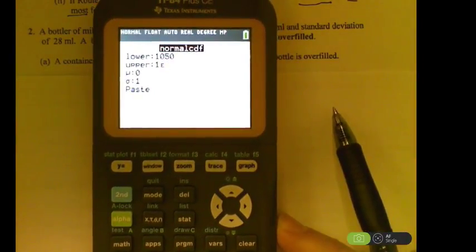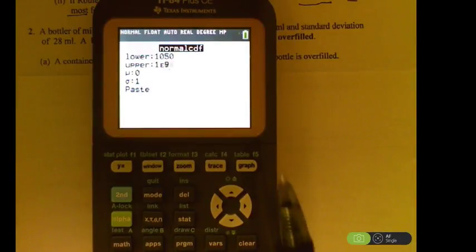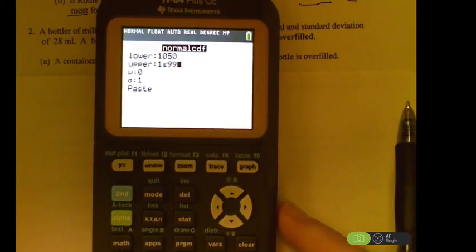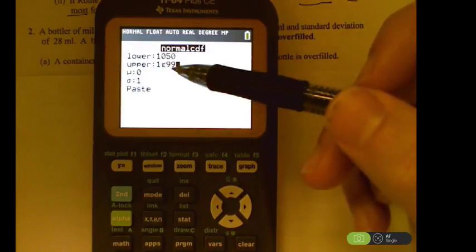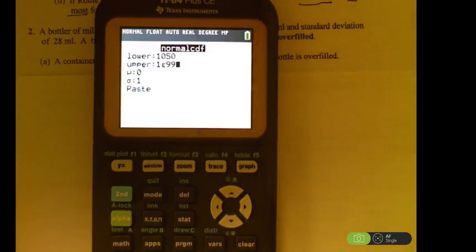That's like scientific notation. It means times 10 to the, and then I put in 99. It's like the biggest number our calculator can handle, 1 times 10 to the 99th power. So we consider that to be infinity. When in doubt, if I just stuck a really big number in there, a bunch of 9s, I would still get the same answer I'm going to get right now.